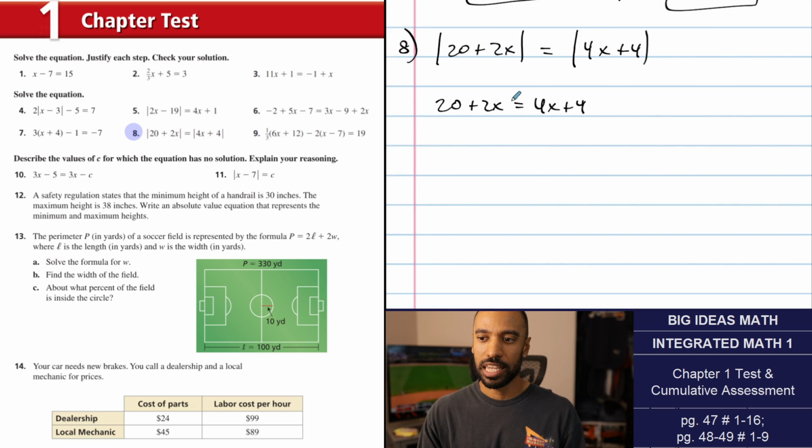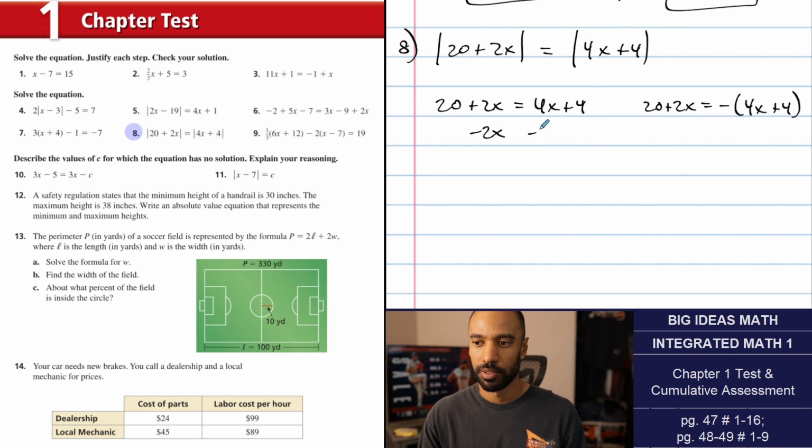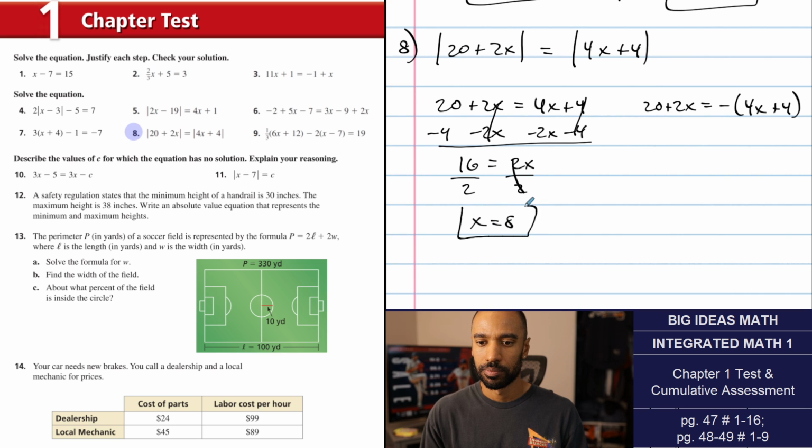So the inside here equals either the positive version of that inside or it equals the negative version of that inside. Now we saw that as having to distribute this negative, which is what we'll do here as well, because that's a positive quantity, negative quantity. If I want to keep my variable terms positive, I'm going to subtract 2x from both sides, which means subtract 4 from both sides, move it to the left. So I got 16 equals 2x. If you divide both sides by 2, you get x equals 8.